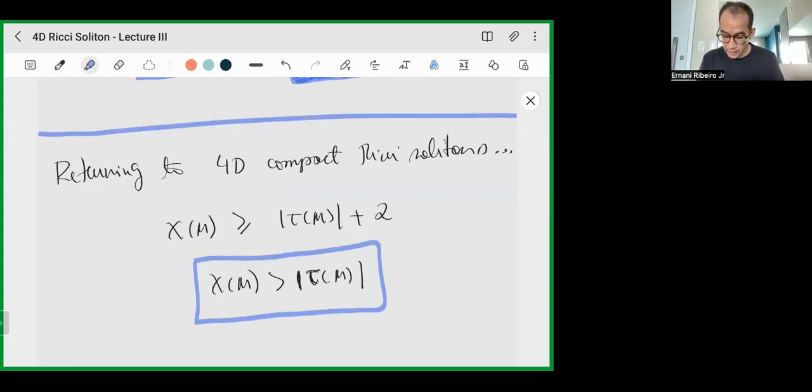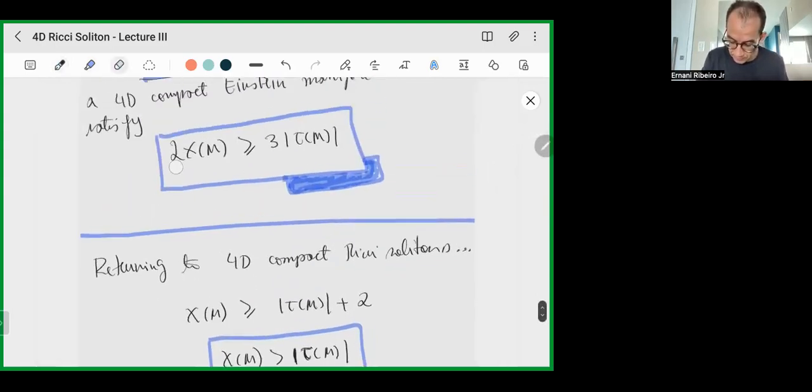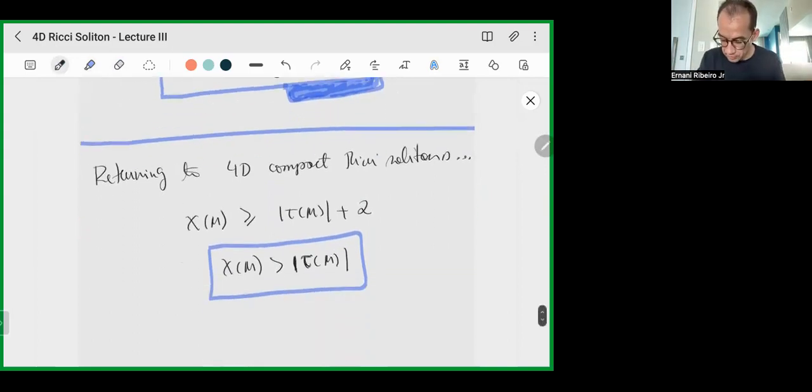However, this inequality here is different from this one, because here I can put 3/2, this is 1.5, and this is 1. One very natural question is to ask about the possibility of improving this inequality and replacing 1 here by 3/2. So let me give you more motivation for a question like that.